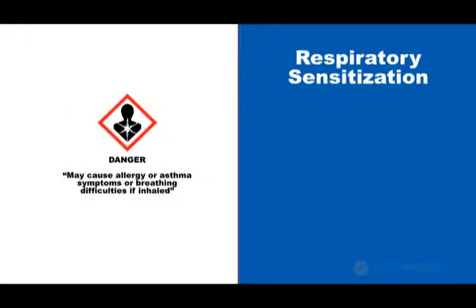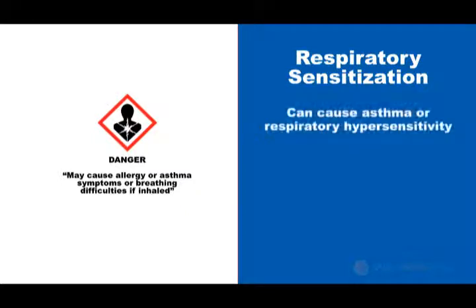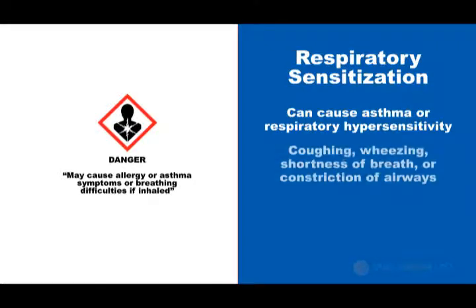Respiratory sensitization refers to chemicals that can cause asthma or respiratory hypersensitivity. Either immediately or over time, a person may develop coughing, wheezing, shortness of breath, or may experience a constriction of the airways.